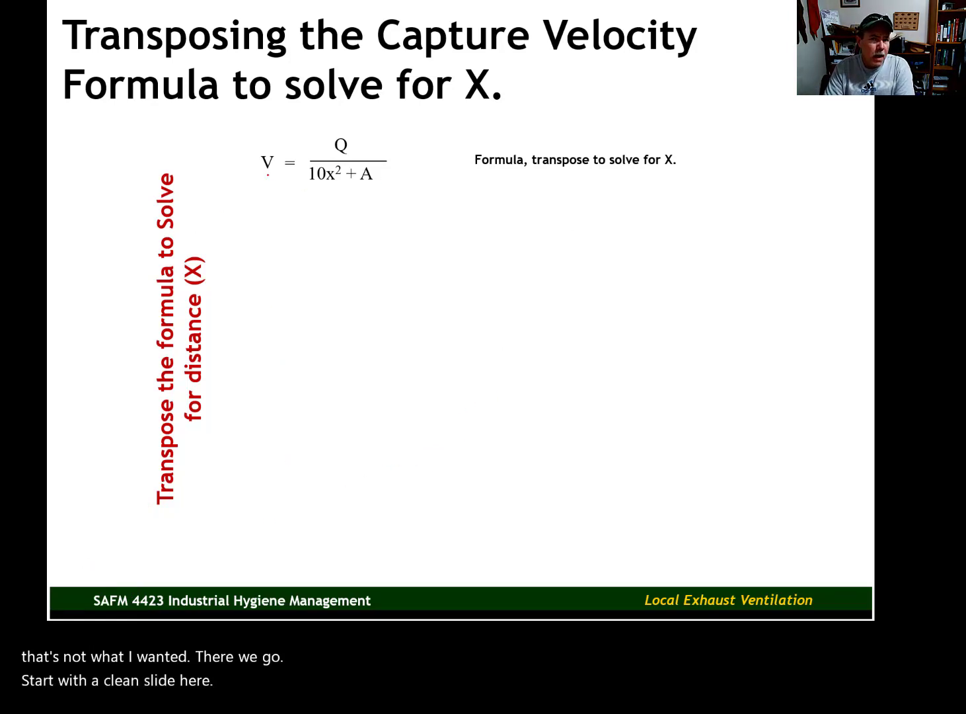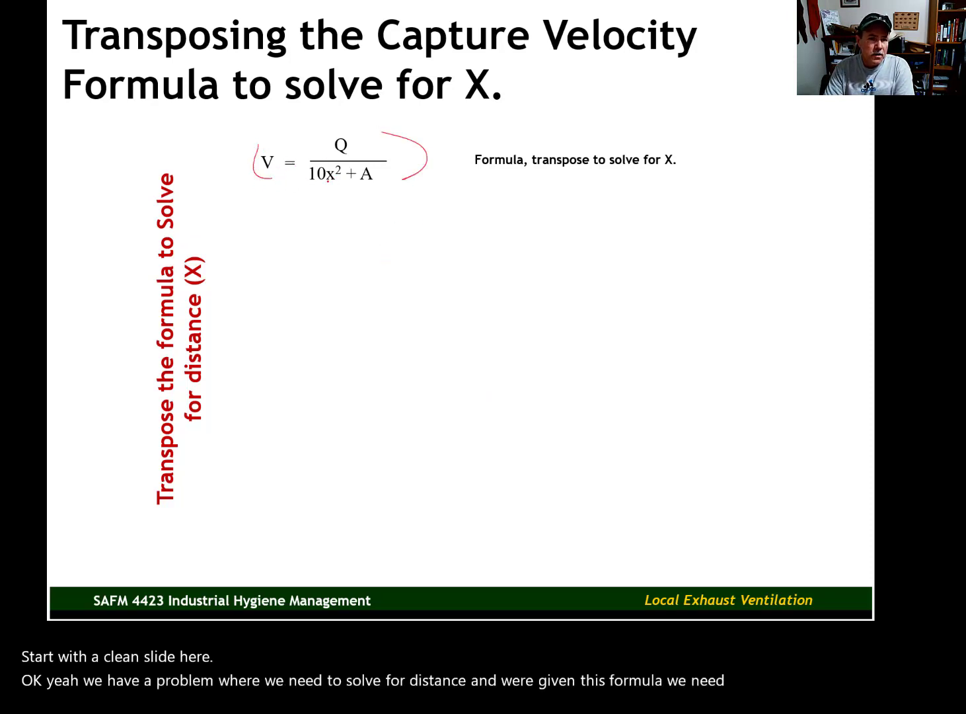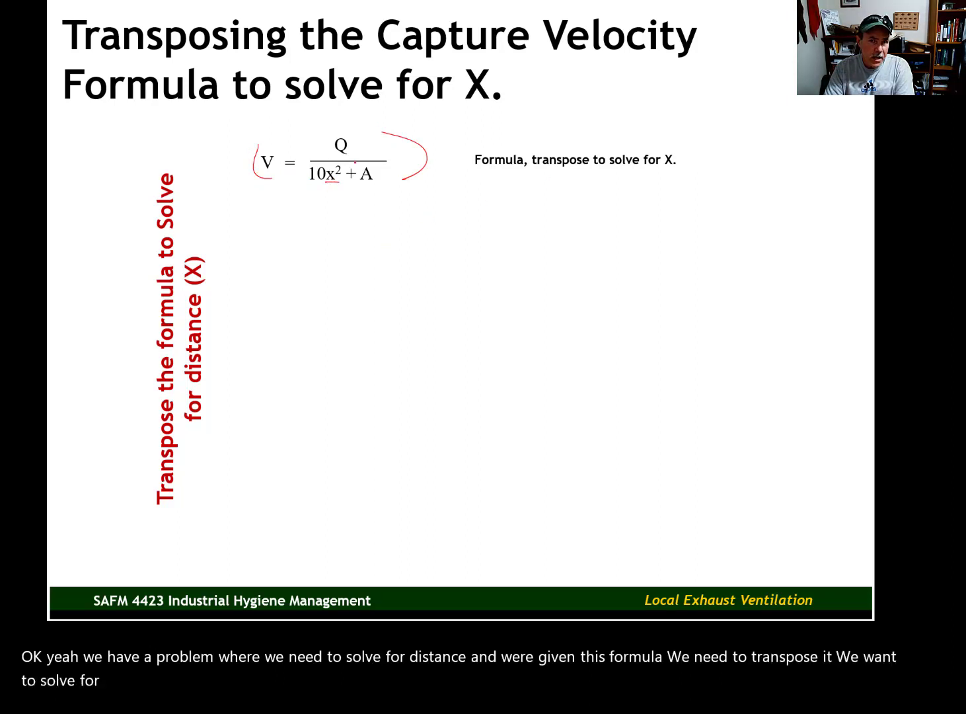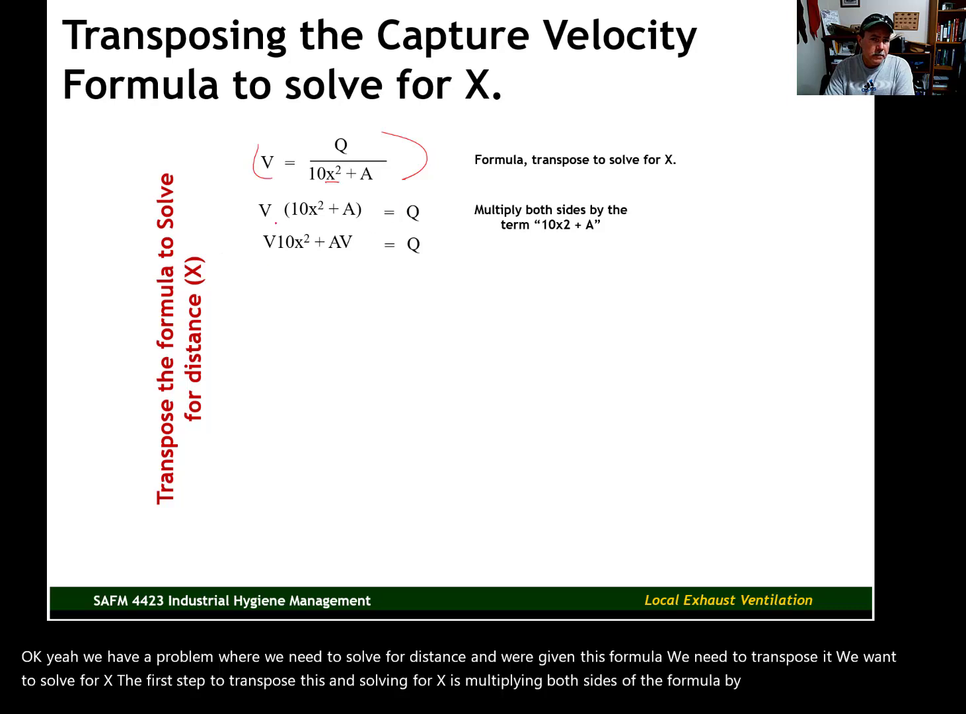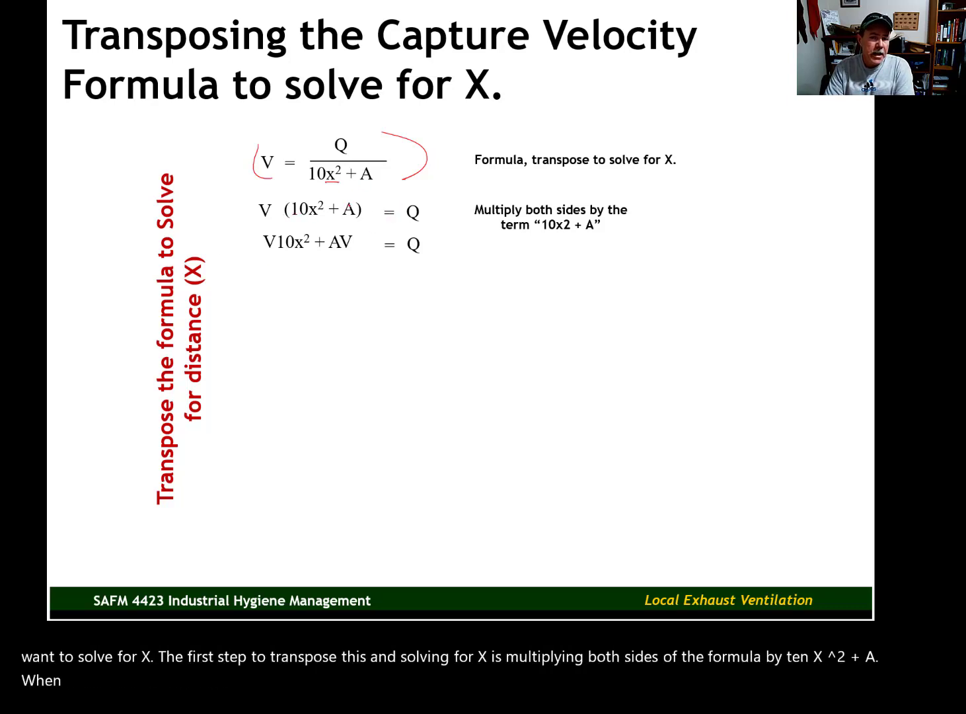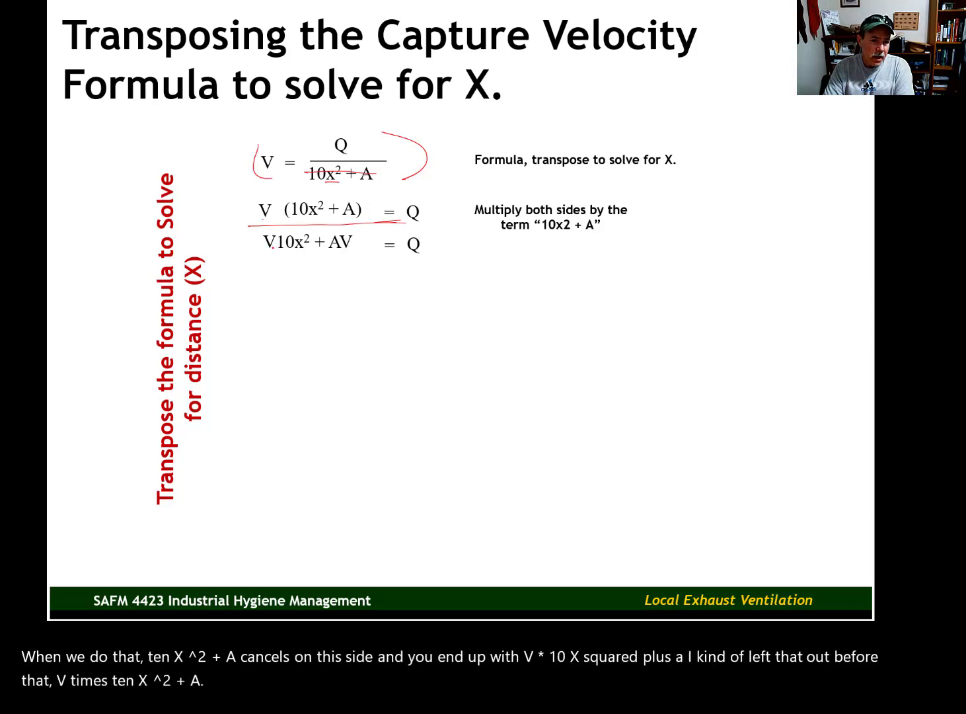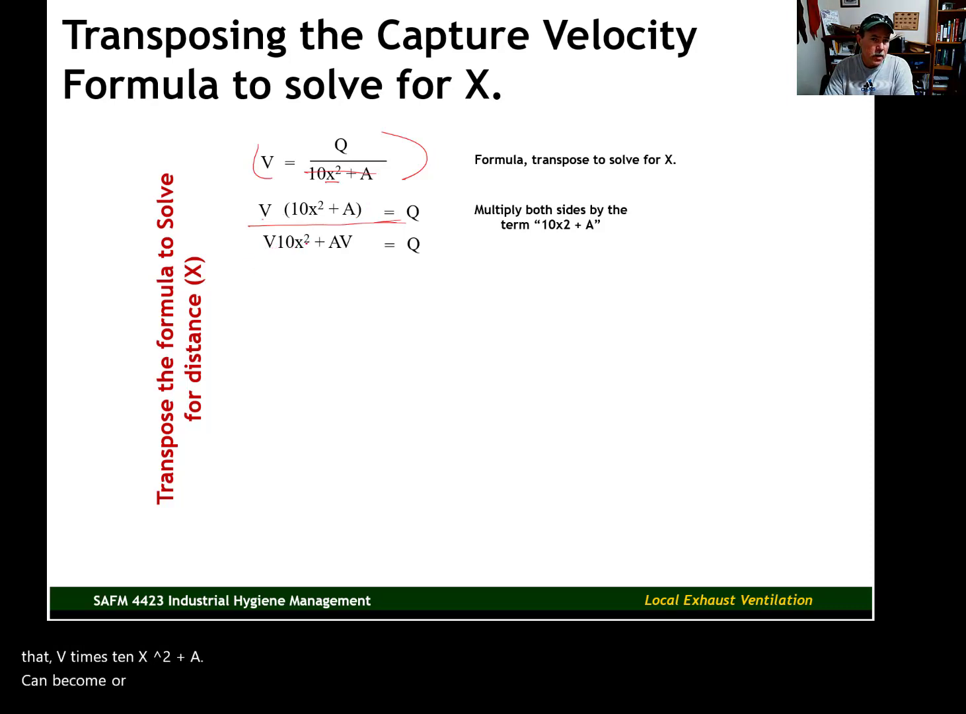Okay, again, we have a problem where we need to solve for distance, and we're given this formula. We need to transpose it. We want to solve for x. The first step to transpose this and solve for x is multiplying both sides of the formula by 10x squared plus a. When we do that, 10x squared plus a cancels on this side, and you end up with v times 10x squared plus a. I kind of left that out before. That v times 10x squared plus a becomes v times 10x squared plus a times v equals q.